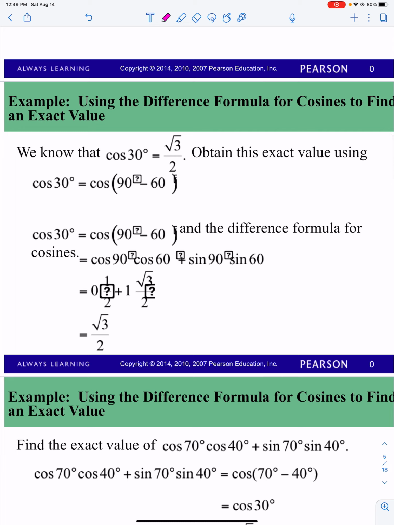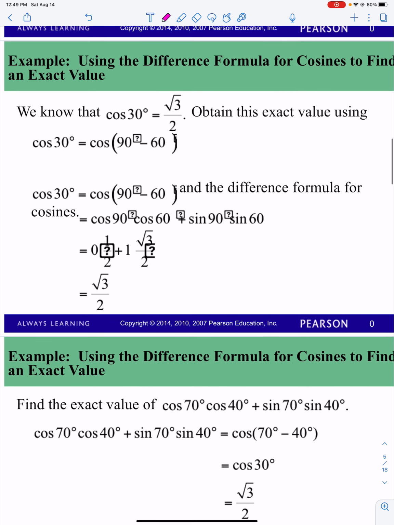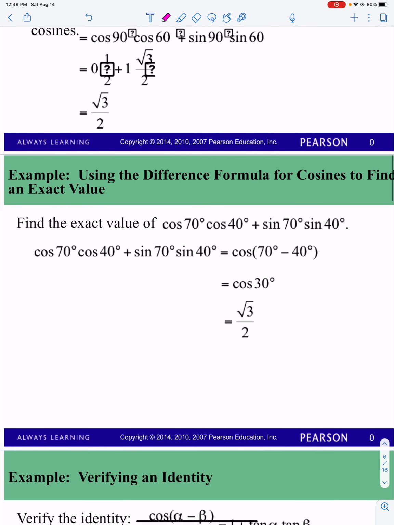We want to find the exact value. In the exam, we will not give you a special angle, like asking you to find cosine of 30 degrees. No, we will not do that. Most likely, the example will be the following.